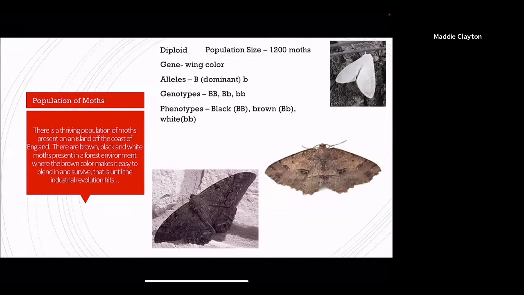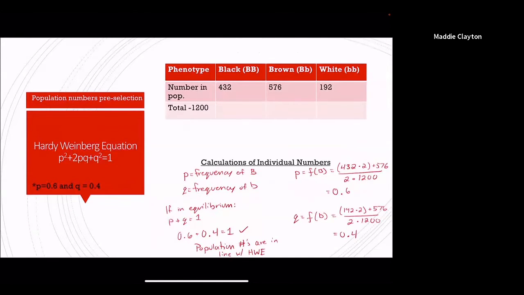Brown color makes it very easy to blend in and survive until the Industrial Revolution hits. So we do know they are diploid and that the population size is 1,200. The gene is wing color. There are 2 alleles and genotypes, and the phenotypes are listed. So these are the number in each population depending on the phenotype.